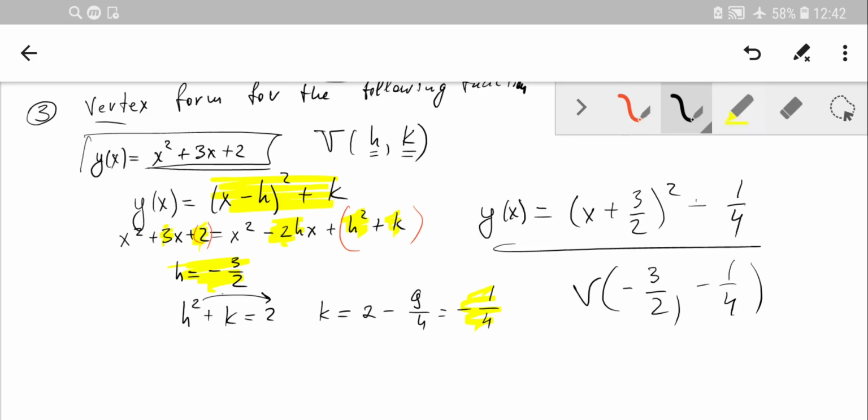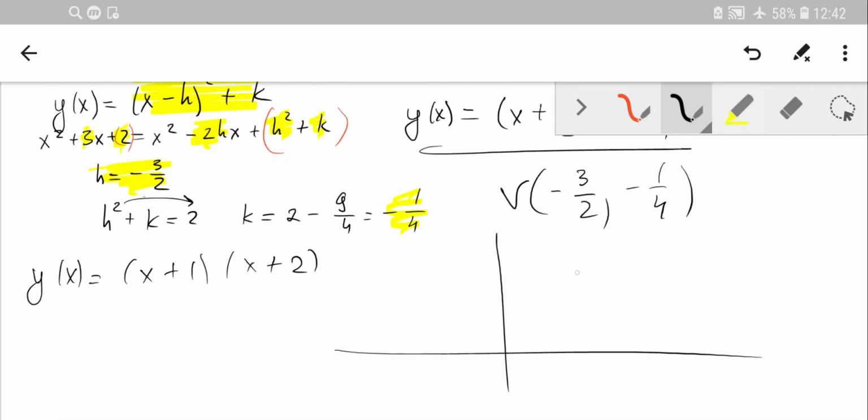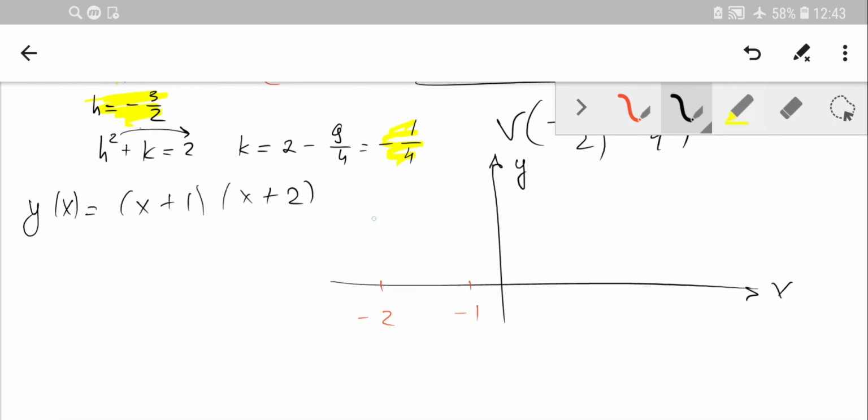Alright, and the last thing I'm going to do, I just want to sketch it. So y of x in factorized form will be x plus 1 and x plus 2, and that allows me to simply find the x-intercepts. So this is y of x, and I can easily find negative 1 and negative 2. So negative 2 and negative 1. At those points of intercept, this parabola goes upward because the leading coefficient is positive, it's 1. So that's why our parabola should go something like this.